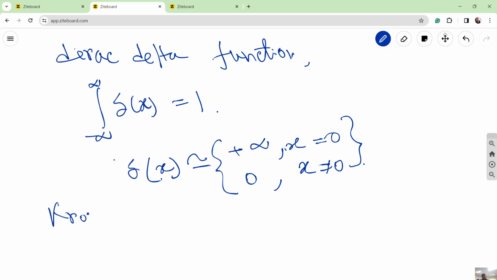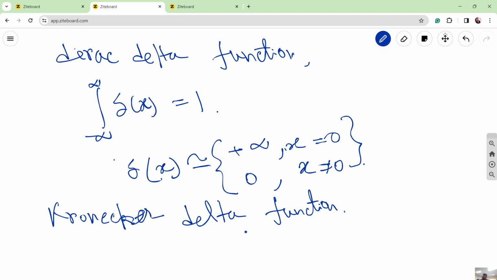And there is also the Kronecker delta function, for which delta of i equals 0 if i not equals to 0, and 1 if i equals to 0.